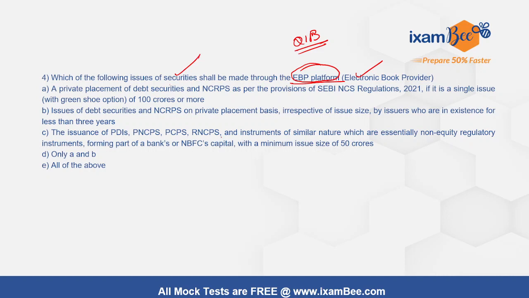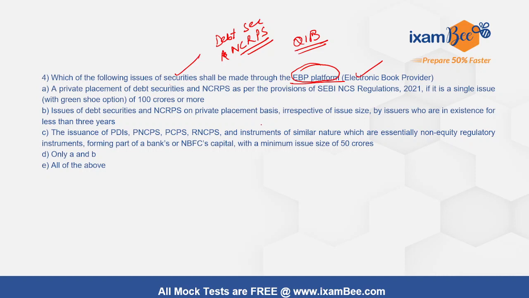The issue size of the securities to be issued on the EBP platform, earlier it was 100 crores or more. Now for the private placement of debt securities, and this is for the debt segment, so debt securities and non-convertible securities like non-convertible redeemable preference shares, as we were discussing in the last question also, the amount is 50 crores or more. The issue size can be 50 crores or more, right?